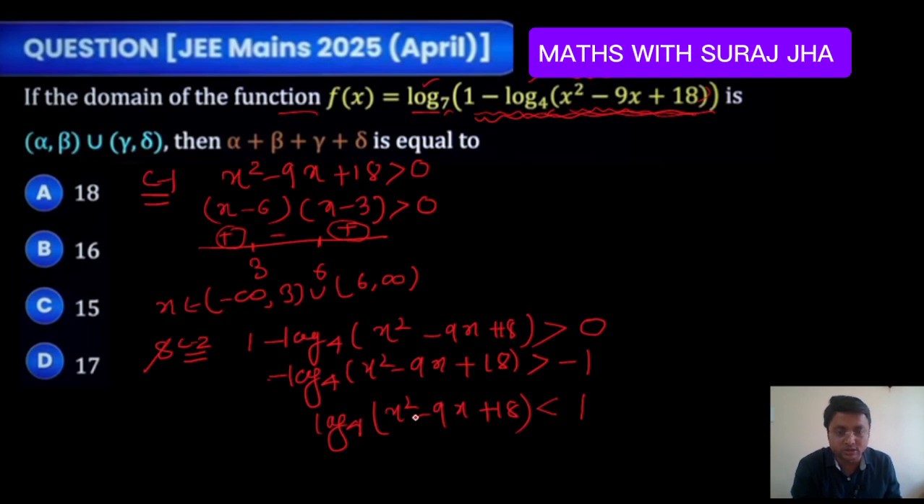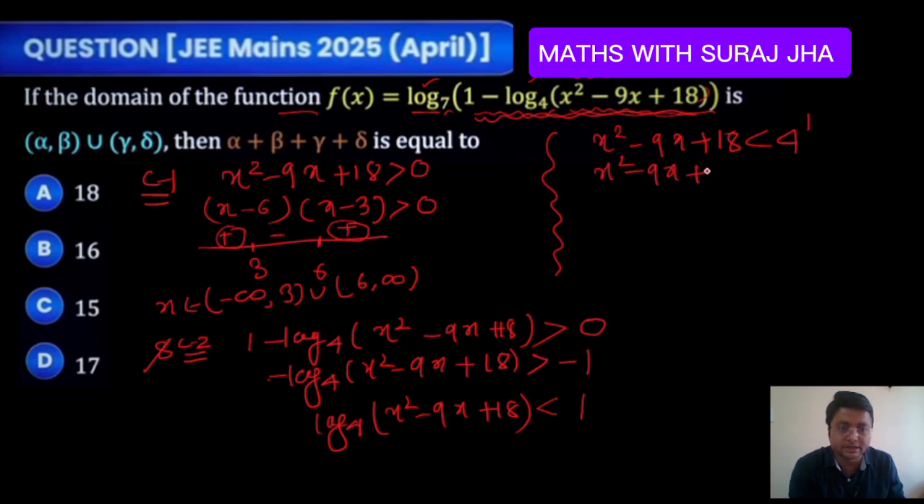Now see how to solve this. Here x squared minus 9x plus 18, and the logarithm base is greater than 1, so the sign of inequality will not change; it will be as it is. Here 4 power 1 means 4 only. So you can write x squared minus 9x plus 18 minus 4 less than 0. So x squared minus 9x plus 14 is less than 0.